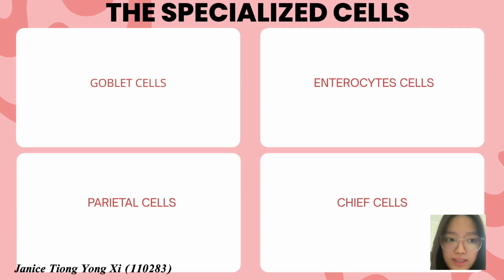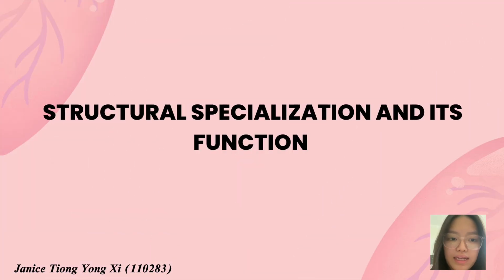I will choose the 4 specialized cells of the digestive system, which are the goblet cells, enterocyte cells, parietal cells, and chief cells. Now I want to explain their structural specialization and functions.